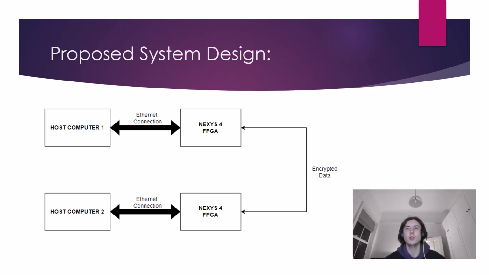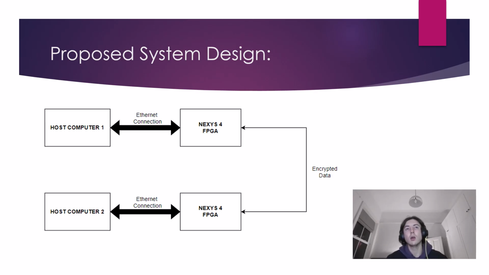So this is our proposed system design. This would use the FPGA to encrypt a communications link between two PCs. As you can see, the host computer would be connected to the FPGA via a physical cable or communications link. In this case, it could be an Ethernet connection. The output of the FPGA would then be fed directly to another host computer or through a decrypting system like another FPGA.